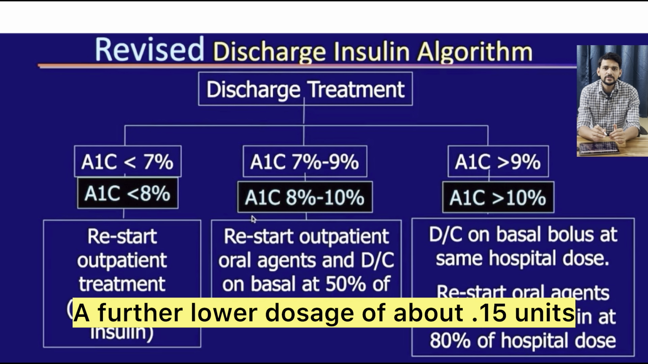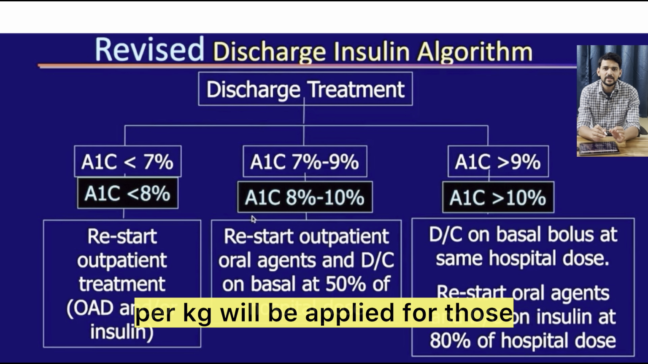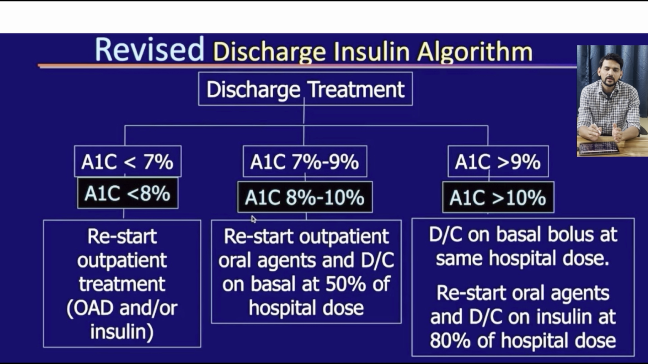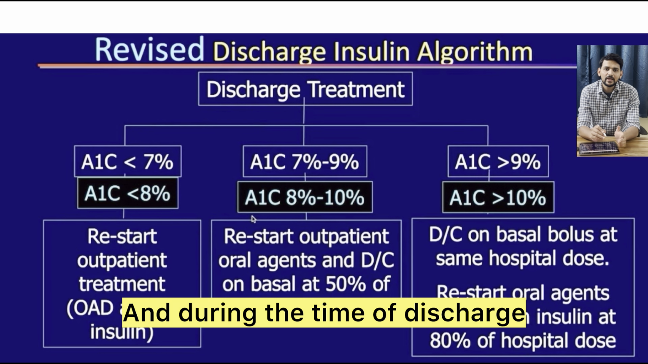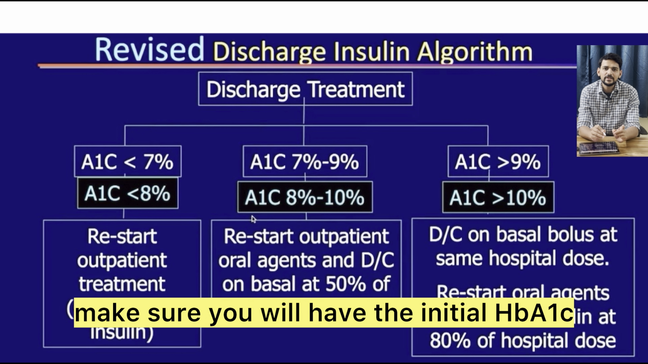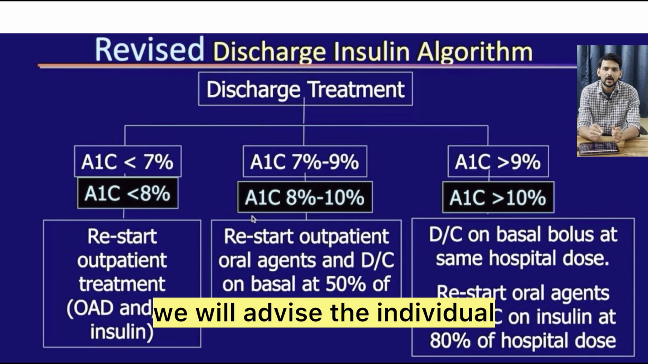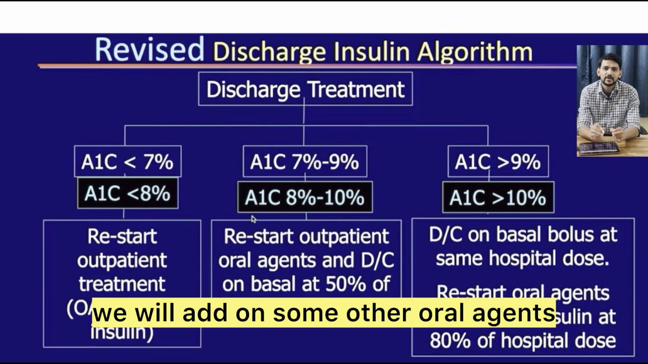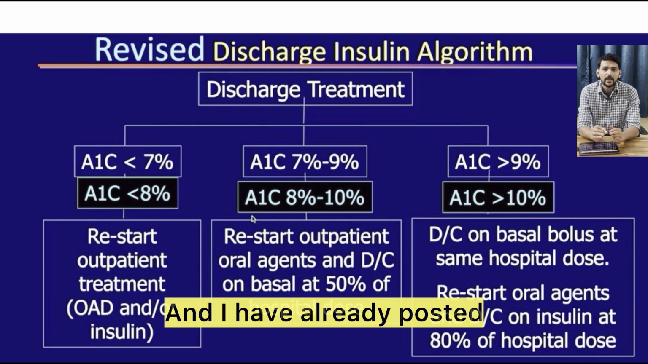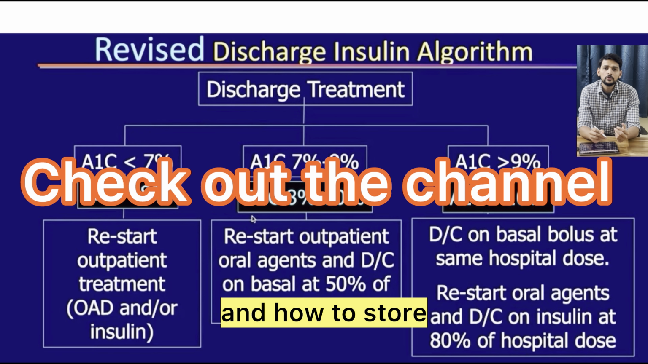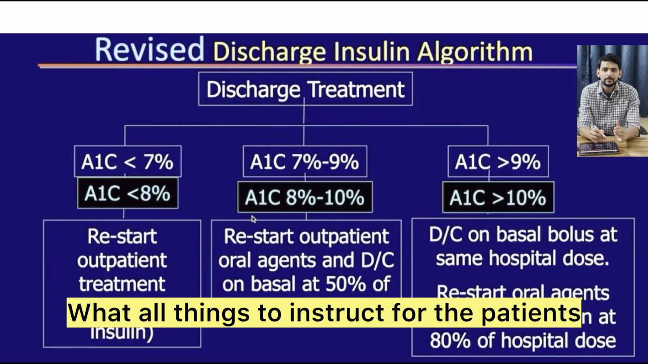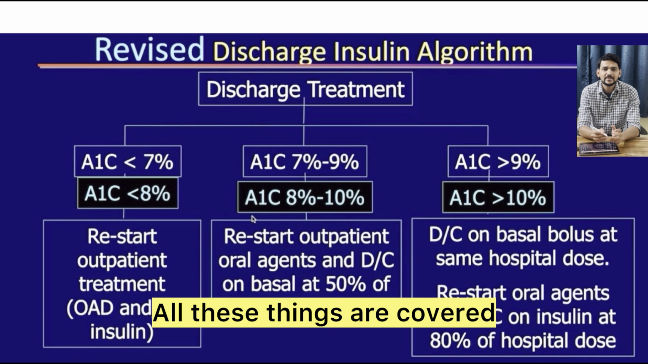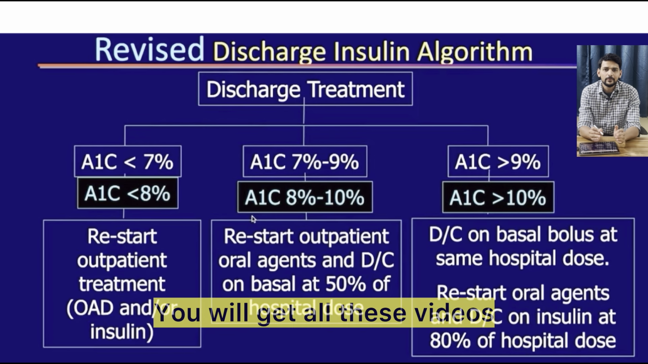A further lower dosage of about 0.15 units per kg will be applied for those who are more than 70 years or if the creatinine is deranged. And during the time of discharge, make sure you will have the initial HbA1c, and based on that, we will advise the individual to get back to the original therapy, and if required, we will add on some other oral agents or insulin therapy. And I have already posted numerous videos regarding how to start insulin therapy and how to store, what all things to instruct for the patients who will be on insulin therapy. All these things are covered. Just check out our channel. You will get all these videos.